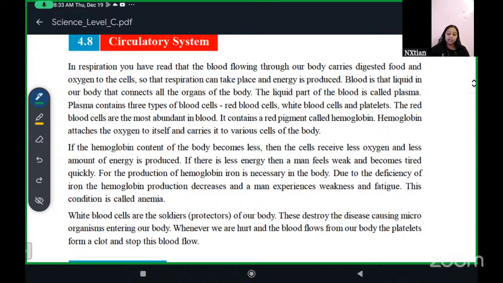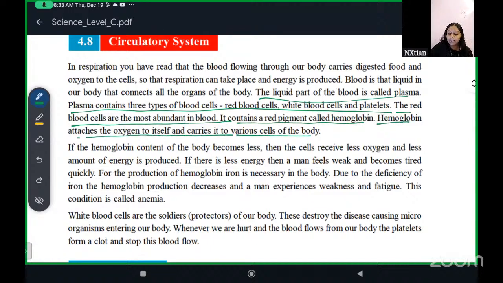Now, blood is that liquid in our body that connects all the organs of our body. The liquid part of the blood is known as plasma. This plasma has three types of blood cells: RBC, WBC, and platelets. Red blood cells, white blood cells, and platelets. Red blood cells are the most abundant in blood. It contains hemoglobin. This hemoglobin attaches itself to oxygen and carries it to various cells of the body.